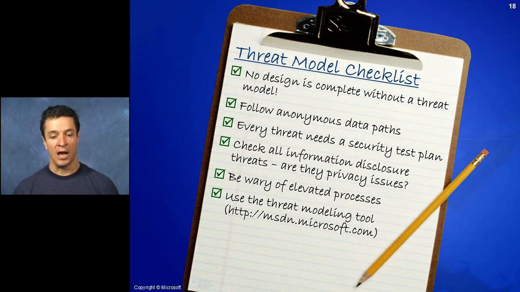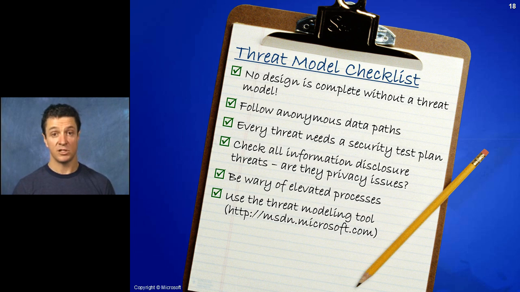So to wrap up, no design is complete without a threat model in place. I mean, just think about it for a minute. How can the design be complete if the design doesn't represent the threats to the system? I mean, the design can't be complete. Watch out for those anonymous data paths, because that's where the bad guys go. Every threat in the threat model must be tested.